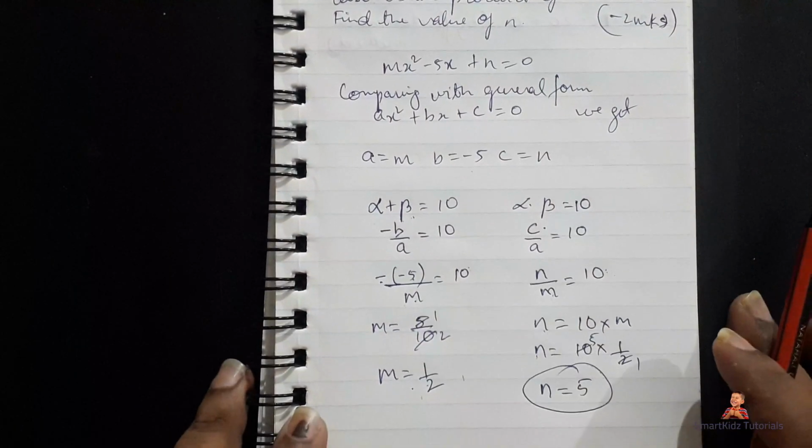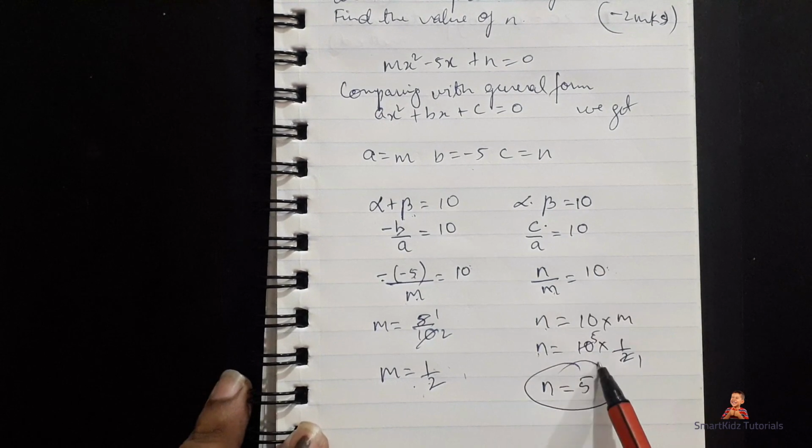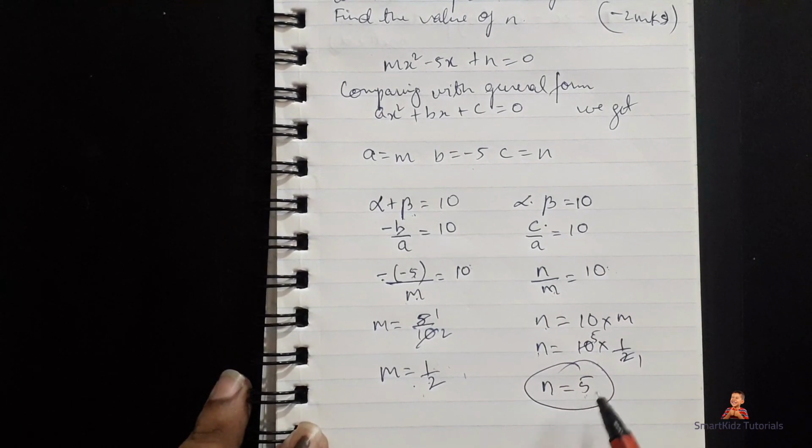This is for 2 marks. So first we get m, and using that value we put it in the product to get the value of n, which is equal to 5.